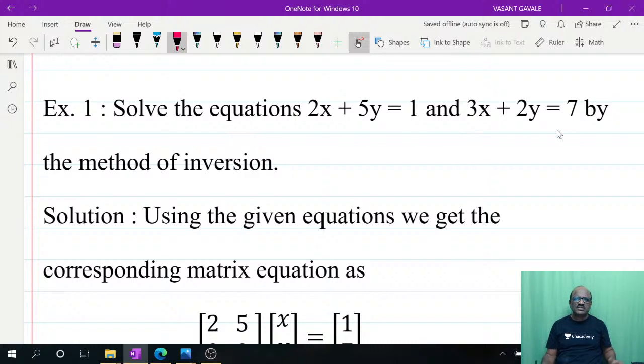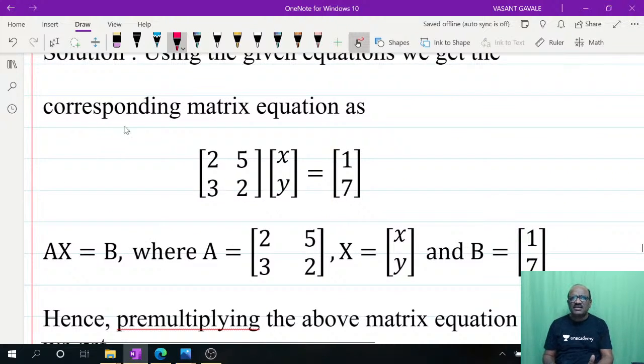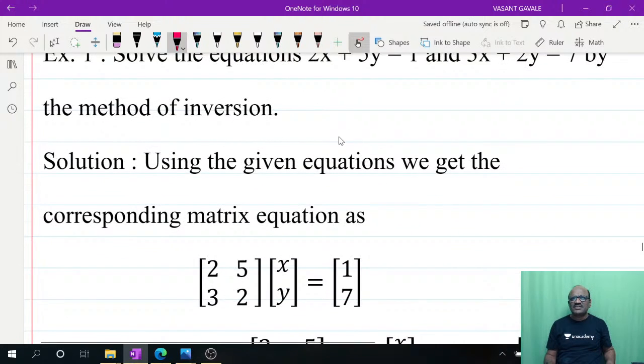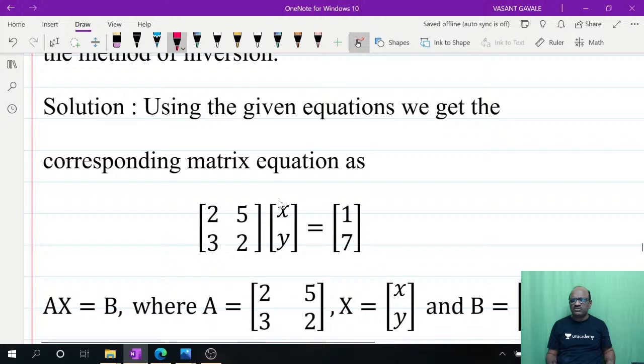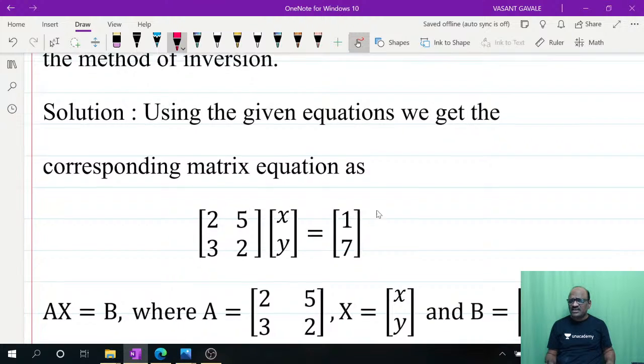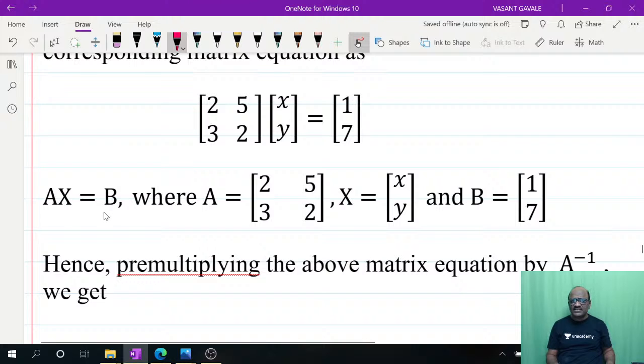3x plus 2y is equal to 7, by using the inversion method. Using the given equations we get the corresponding matrix equation, that is, the coefficient matrix 2 5 3 2, the variable matrix x y, and the constant matrix 1 and 7. Here AX is equal to B, where A is the coefficient matrix, X is the variable matrix and B is a constant matrix.